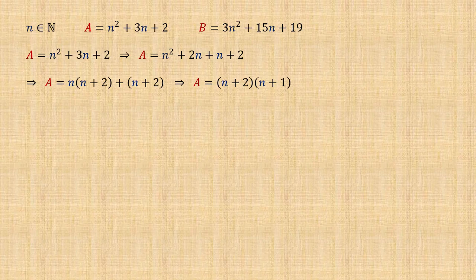From this factorization, we deduce that capital A is divisible by n plus 1, whatever the value of the natural number n is. Let's note this as assertion 1.